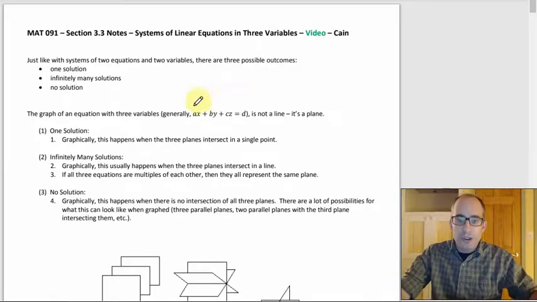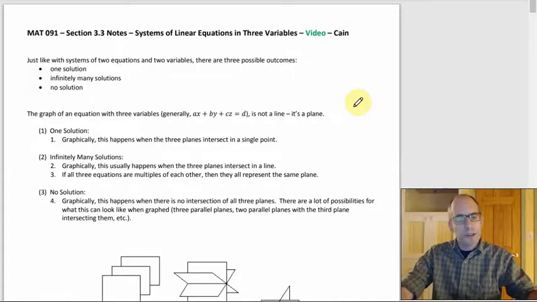So an equation of this form where you'd have an x, y, and a z term in there, so this is in standard form right here, that's not a line, it's a plane. So that's a little bit different.